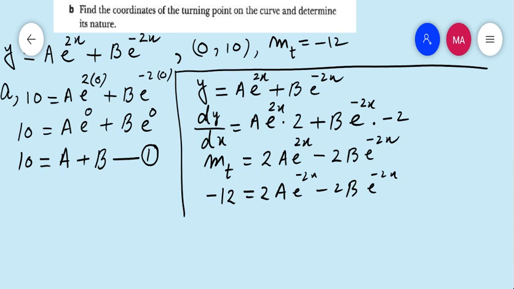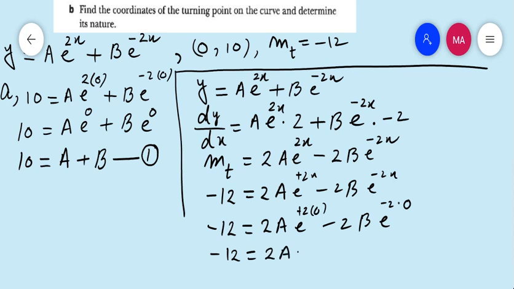Next, we have to satisfy this gradient by the value of x equals 0. So minus 12, because the gradient of the tangent at (0, 10) is minus 12. So we have to put x is 0. Sorry, this should be plus 2a e^(2x), and minus 2b e^(-2 into 0). So minus 12 equals, again we will get 2a minus 2b. Why? Because something to the power 0 is always 1.